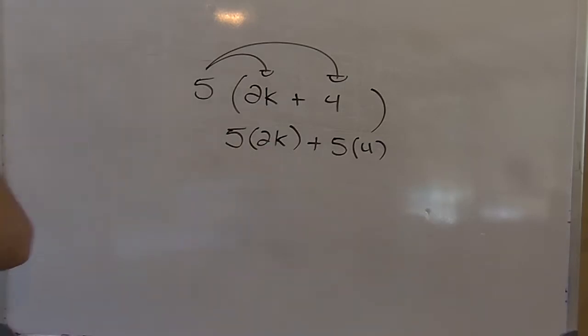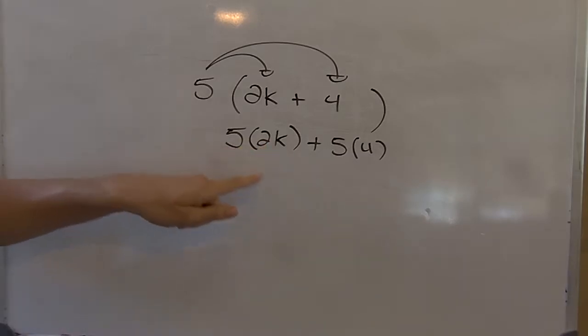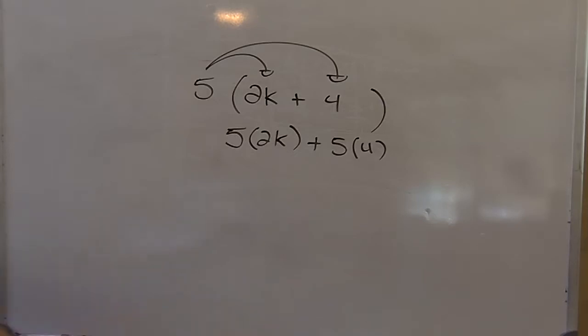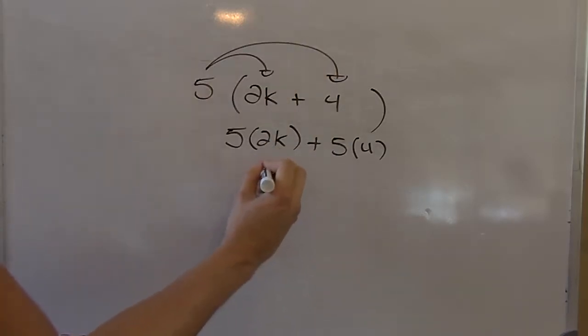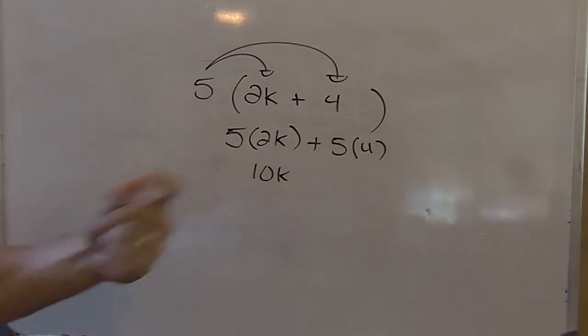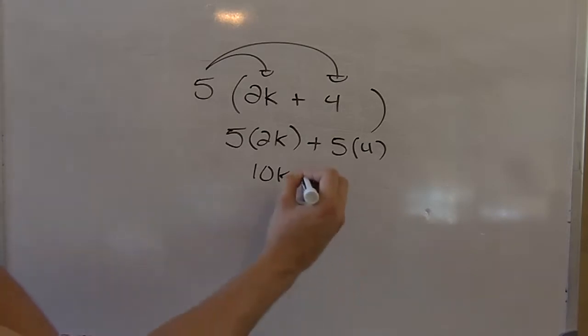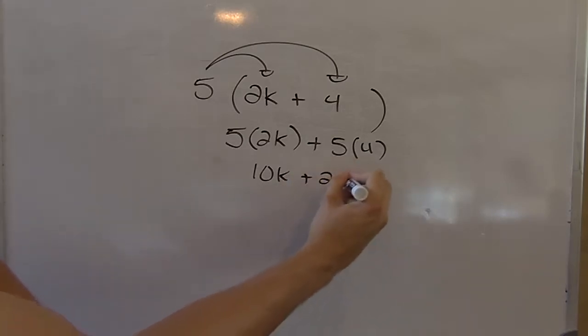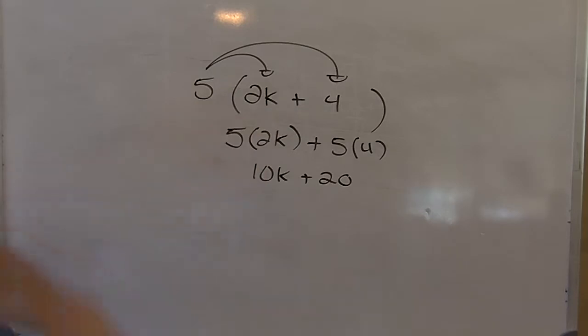5 times 2k. Remember, 2k means 2 times k. So really this is 5 times 2 times k. So I can multiply these in any order I want. The only things I can multiply here, though, are the 5 and the 2. I can't do 5 times k and get an answer. I can do 5 times 2 and I'll get 10, so I'll get 10k for my answer there. I know I have to do 10 times k next, but I can't do it because I don't know what k is. 5 times 4 is 20. So the answer to this problem is 10k plus 20.